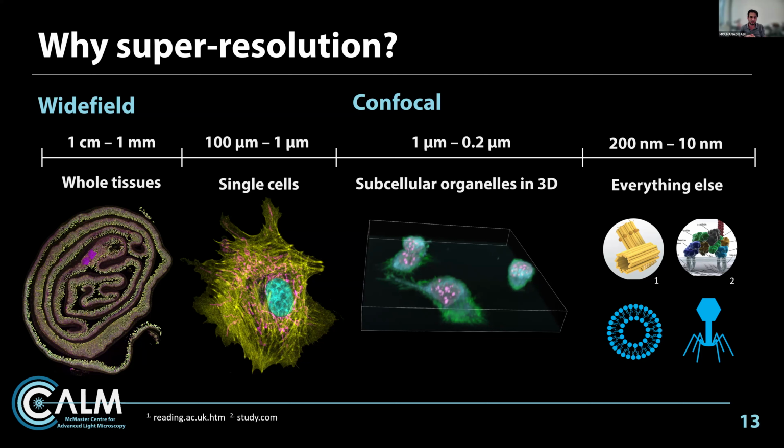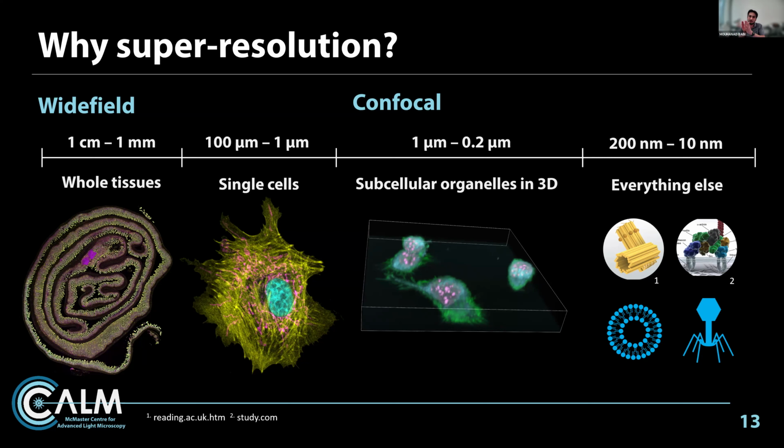If we're looking at mammalian cells, there are smaller organelles like the centrosome or transport vesicles, or molecular complexes like focal adhesions, that are all occurring in this sub 200 nanometer space. And outside of mammalian cells, there are all sorts of viruses and bacteria with structures and processes that are happening below this 200 nanometer space.